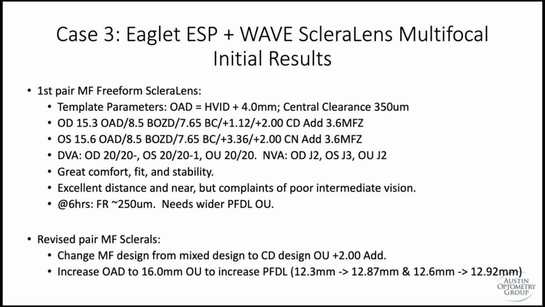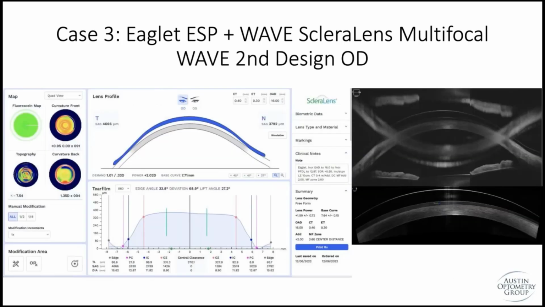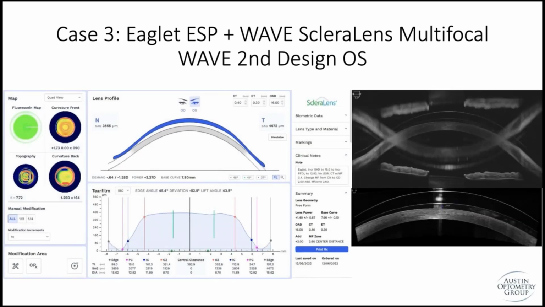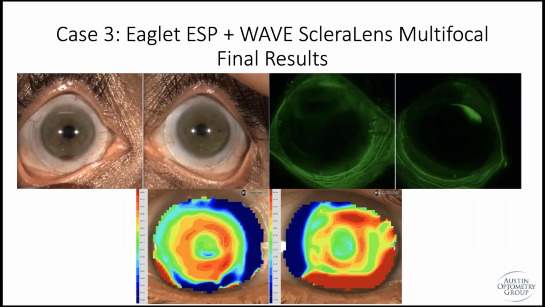And so I just moved the lens up to 16 on both and widened that little chamber inside the eye. And then I basically just changed the design of the optics to a center distance in both eyes. This is just the change to, not the optic zone, but the overall diameter, and changing to the center distance design. And this is what it looks like.